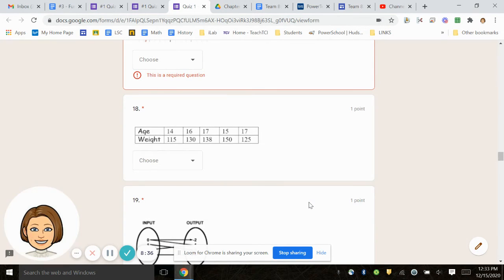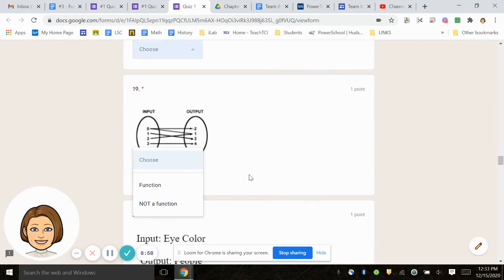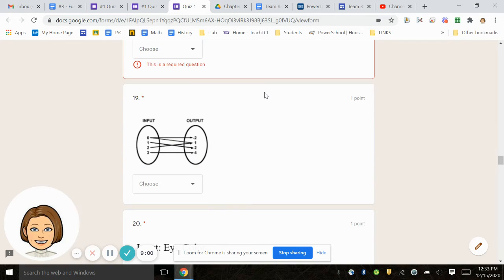Number 18, you have a table with your inputs and your outputs. 14, 115; 16, 130; 17, 138; 15, 150; 17, 125. Is this a function or not a function? Number 19, you have inputs going to outputs. Is this a function or not a function?